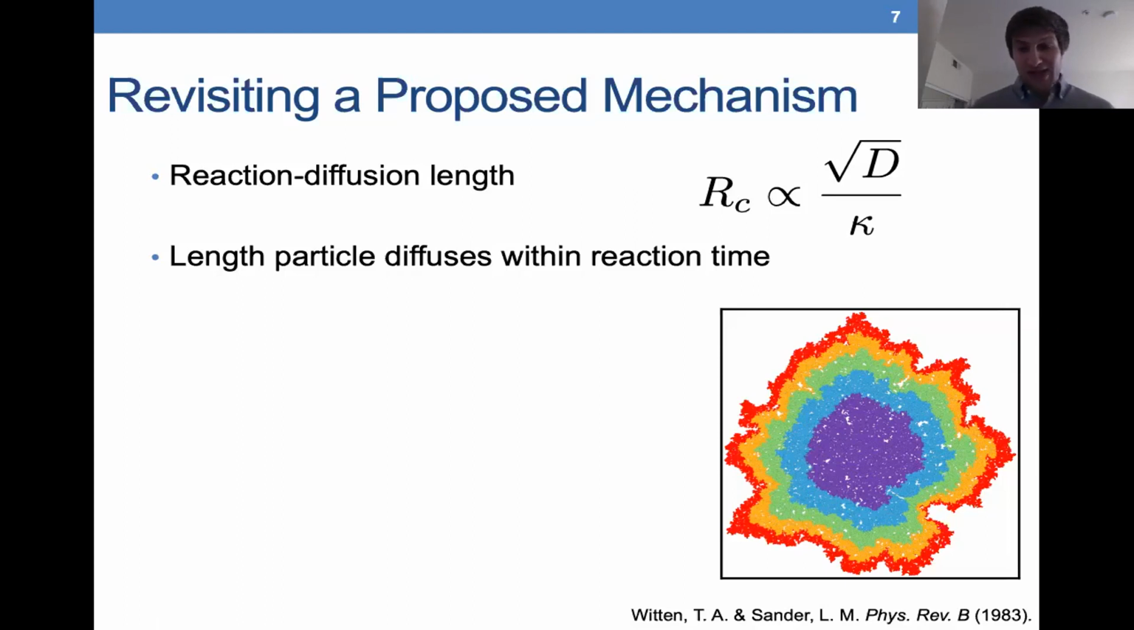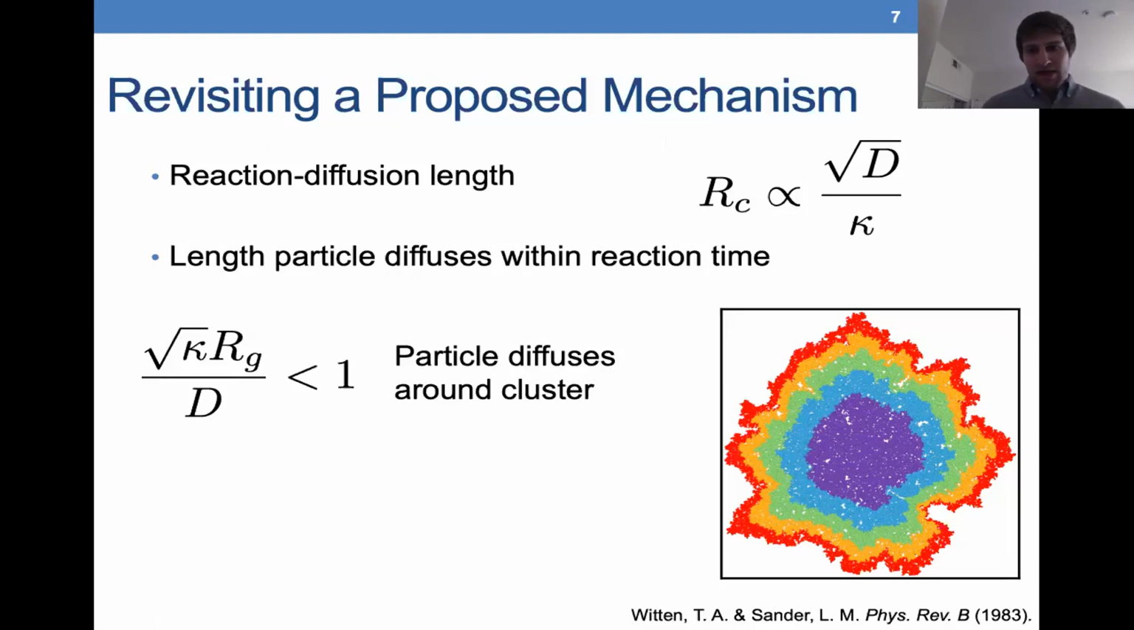So there's a reaction at the surface of that cluster that drives the free particles to stick to the cluster. And that reaction has a characteristic time scale. And within that time scale, the ion or the free particle can diffuse a certain length. And that length is the reaction diffusion length. So we have this reaction diffusion length parameter.